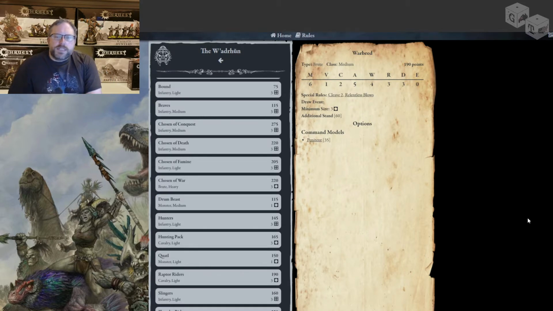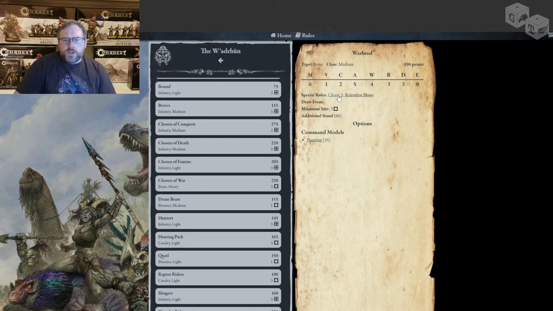We've got a march of 6, a volley of 1, a clash of 2, 5 attacks, 4 wounds. They've got a resolve of 3, defense of 3, but there's no evade. That doesn't really surprise me. They don't really come across as very dexterous when you look at the models.